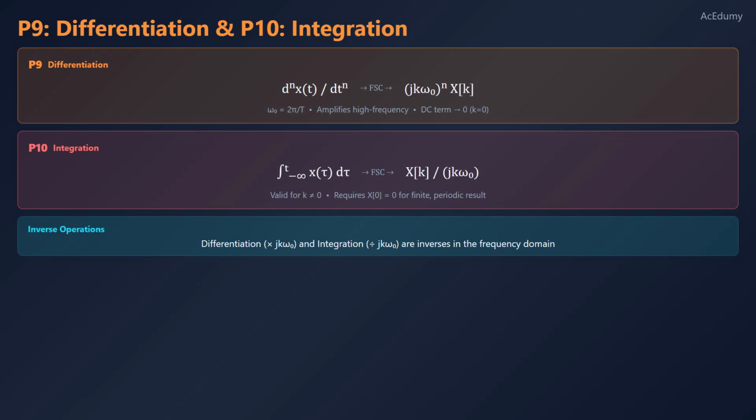Property 10 is integration. The integral of x of t from negative infinity to t has Fourier series coefficients x of k divided by jk omega 0, valid for k not equal to 0. For this to be finite-valued and periodic, we need the DC component x of 0 to equal 0. If x of 0 is non-zero, the integral grows without bound and is not periodic. Notice that differentiation and integration are inverse operations in the frequency domain. One multiplies by jk omega 0, the other divides by it.